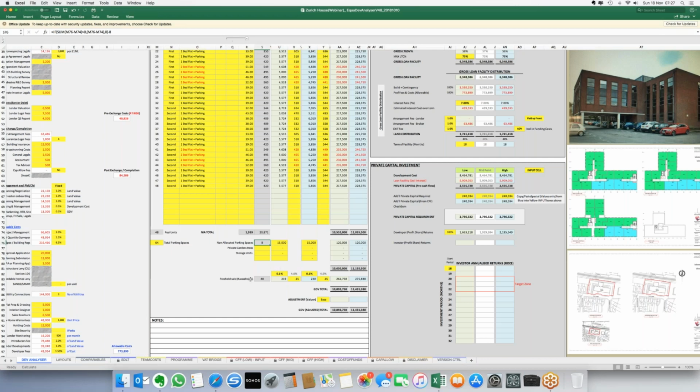The last and final thing that we've got to sell is the freehold. So we're selling 48 leaseholds. These leaseholds will be constructed on a 125-year lease basis. They're going to be friendly leases.